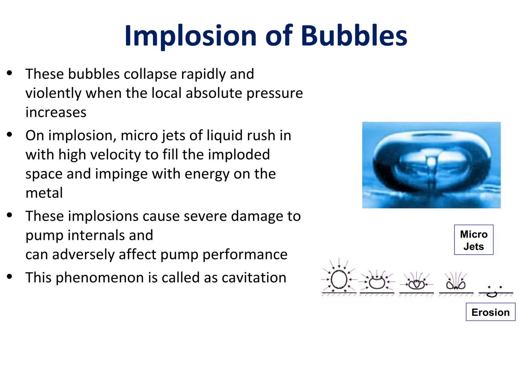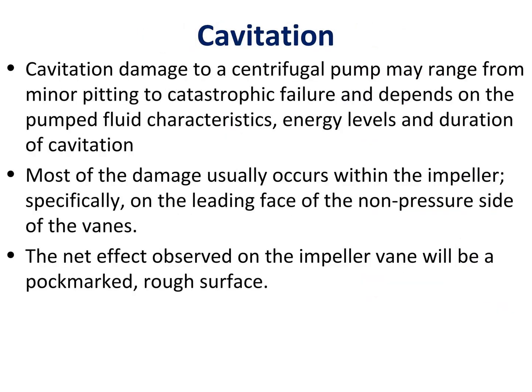Here you can see how a bubble collapses and implodes to form a microjet that has a high velocity and the tendency to damage the wall, casing or internals of the pump. This collision is called cavitation. Cavitation damage to a centrifugal pump may range from minor pitting to catastrophic failure, depending upon the pump fluid characteristics, energy level and duration of cavitation.